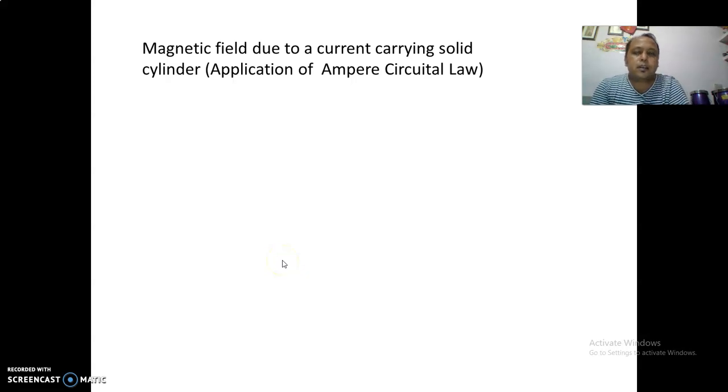Hello everyone. In the previous video we discussed Ampere's Circuital Law. We have seen one application of Ampere's Circuital Law where we calculated the magnetic field at a point due to a straight current carrying conductor. Now we will see one more application of Ampere's Circuital Law, that is to find the magnetic field due to a current carrying solid cylinder.